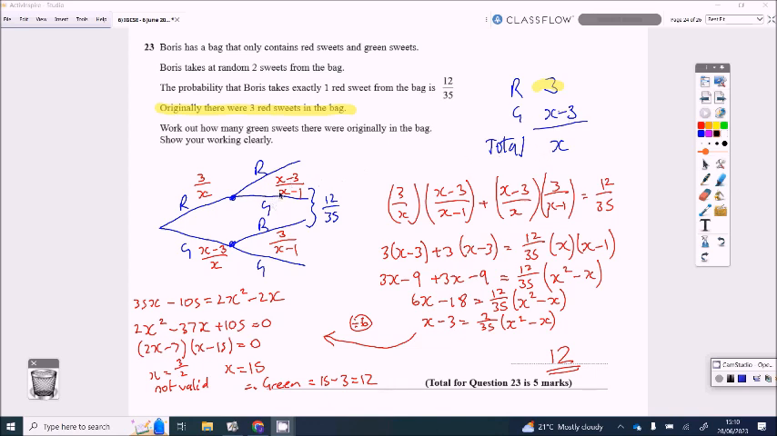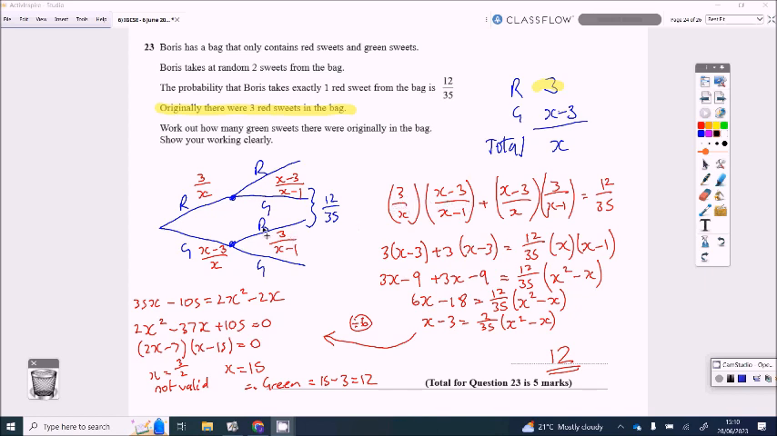So our denominator is going to be x minus 1. To end up with red-green, it's this times this: 3 over x times x minus 3 over x minus 1. So let's just park that. That there is getting red-green.